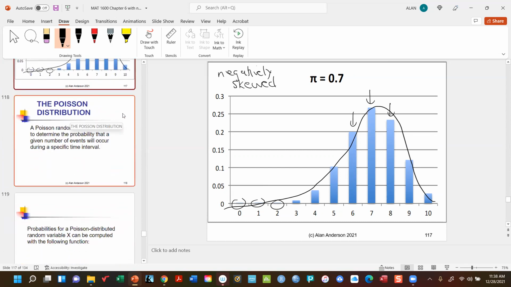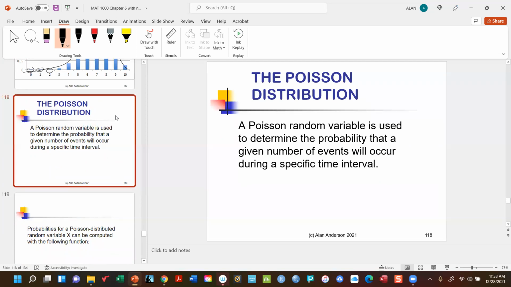All right, well, anyway, so now we can move on to the Poisson distribution. The Poisson distribution is another discrete distribution, but what's different now is that instead of thinking in terms of a series of trials, like flipping a coin or rolling a die, we're observing the passage of time, and we're observing how many events occur during that passage of time. So we're trying to measure the probability that a given number of events occur during a specific time interval.